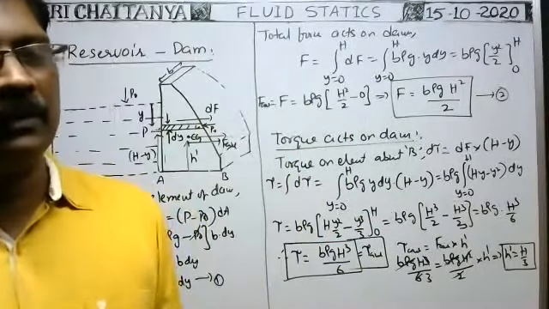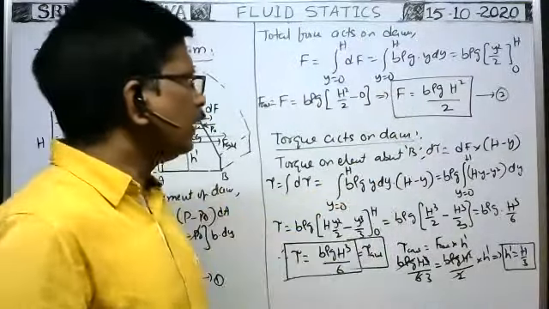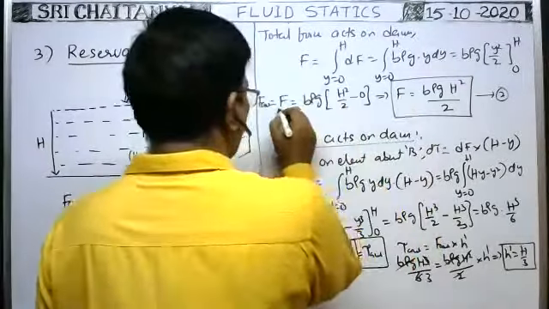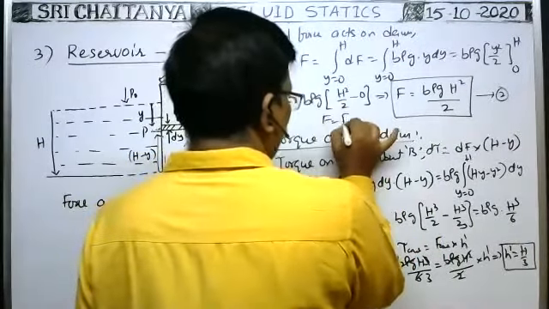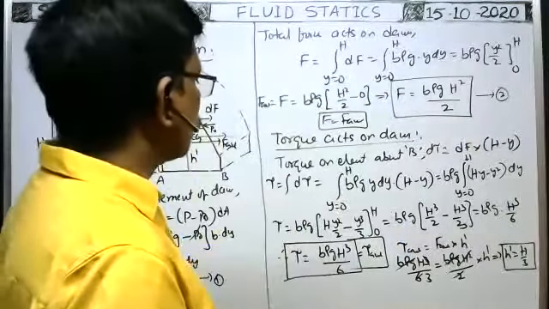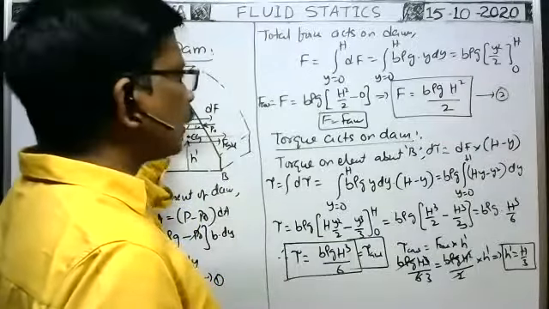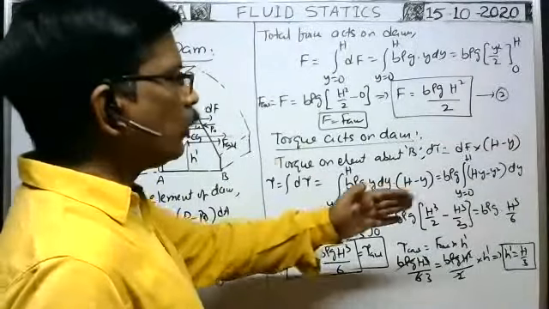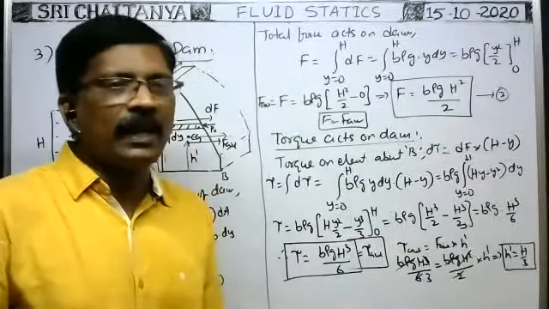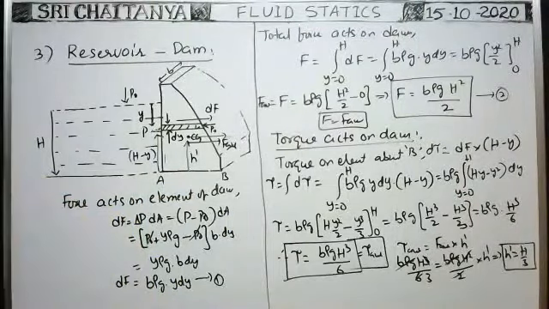So this is about the dam. These formulas are all important. F is equal to F average, and tau is equal to tau average. What is the height at which this average force acts on the dam? At a height equal to h by 3 from the bottom, where h is the height of the water in the reservoir. So these are some important points. Now we'll discuss the problems.